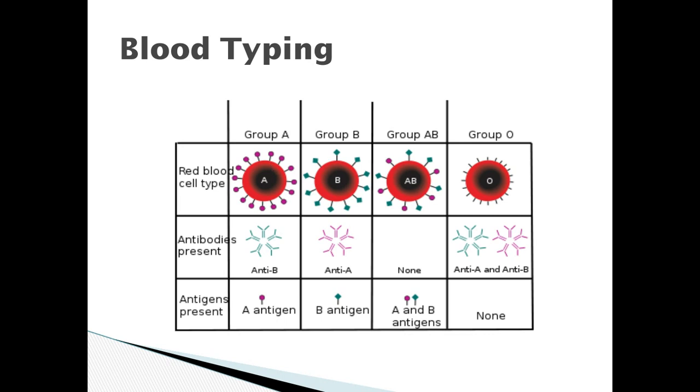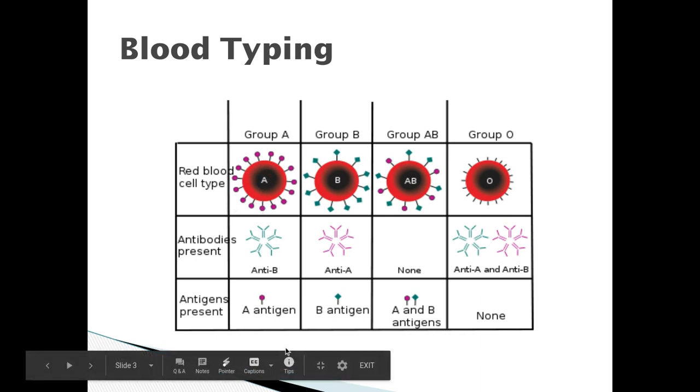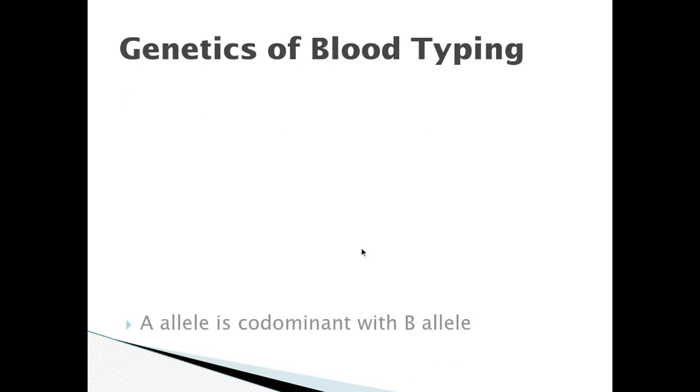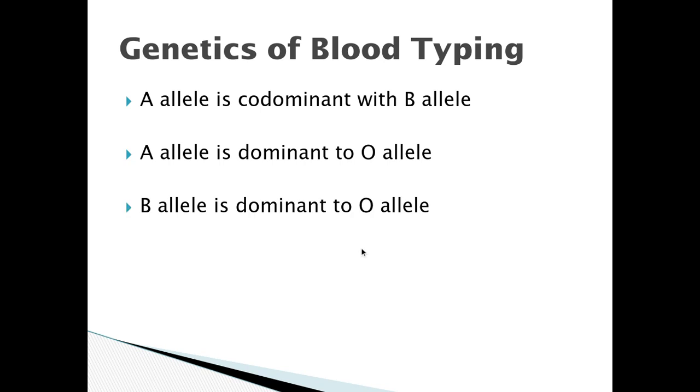So when we look at the idea of an antigen, the antigen is produced in your body and it is on the surface of your red blood cell, and that gives you the blood type that you have. So the blood type you have tells you your antigens. A blood has A antigens, B has B, AB has A and B, O has none. When you look at why that happens, that has to do with the genetics.